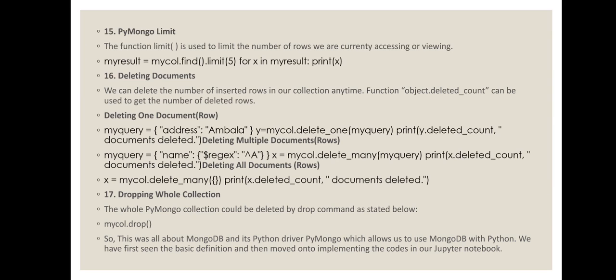Sixteenth, deleting documents. We can delete the inserted rows in our collections anytime. The deleted_count attribute can be used to get the number of deleted rows. Deleting one document row, the program is given below. x = mycol.delete_many, print x.deleted_count, documents deleted. Seventeenth, dropping whole collections. The whole PyMongo collection can be deleted by the drop command as stated below.